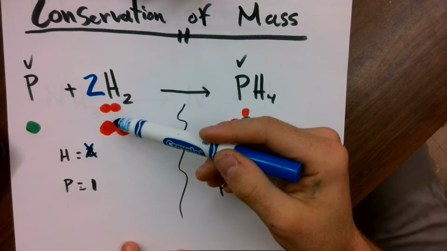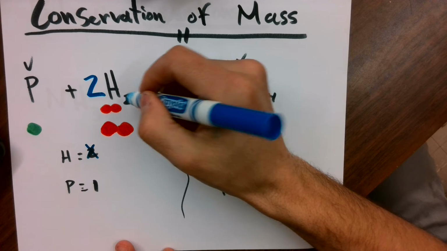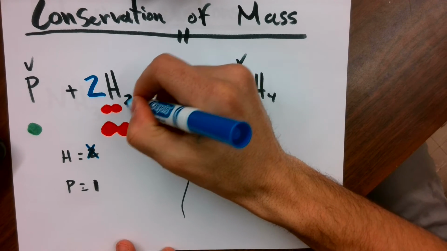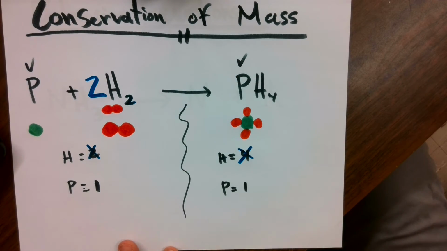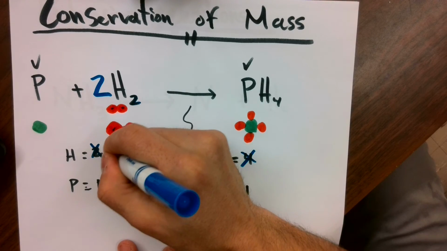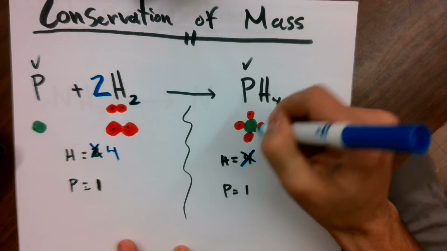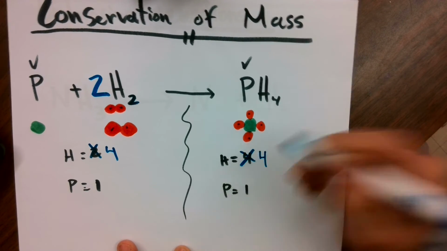Now, why don't I just draw 1 red circle? Well, the subscript is telling me they are always in groups of 2. Always in groups of 2. So 1, 2, 3, 4. Cool. 4. 1, 2, 3, 4. 4. Right on.